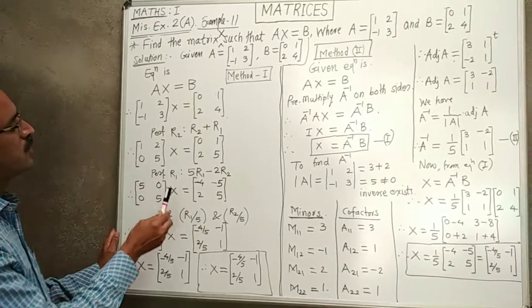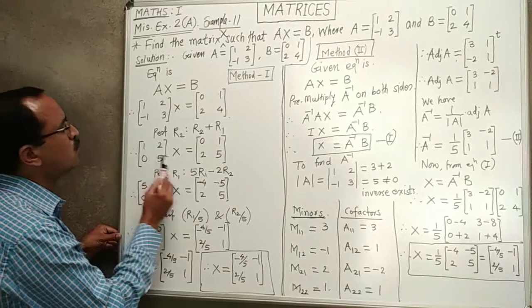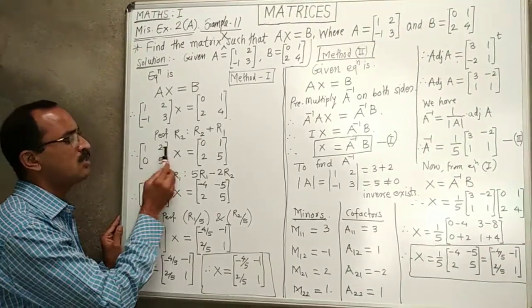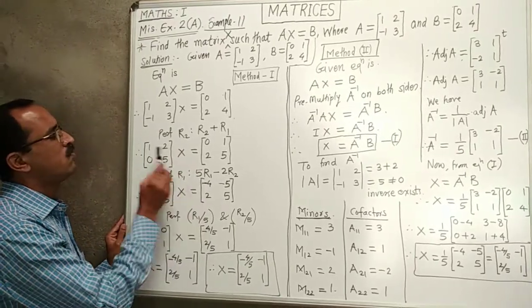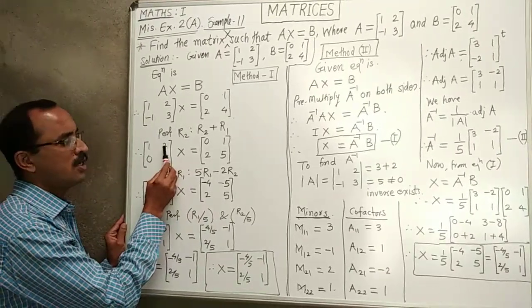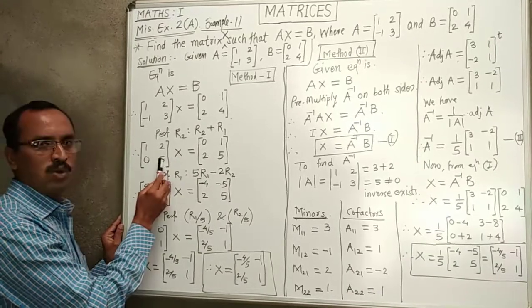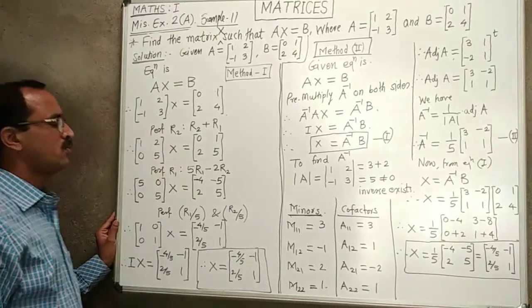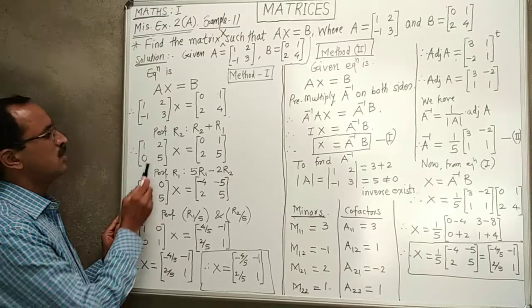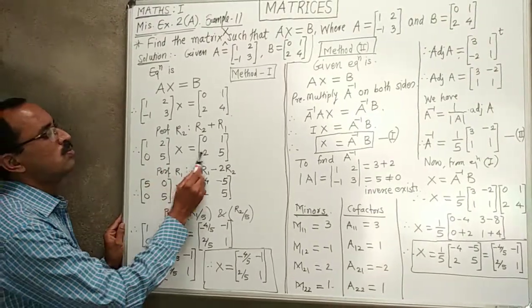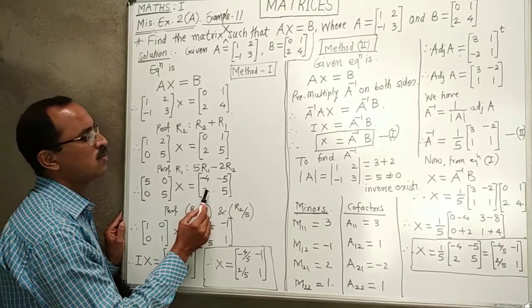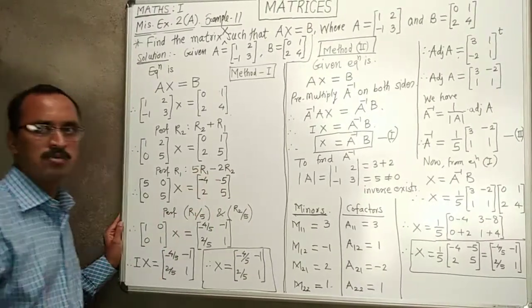And then subtract this R2 from R1. So I write the transformation: performing R1, means R1 is changed such that 5 into R1 minus 2 into R2. So 5 R1 minus 2 R2. So the change is here R2 becomes the same, 0 5. Here in the right hand side also this 2 5 remains the same.